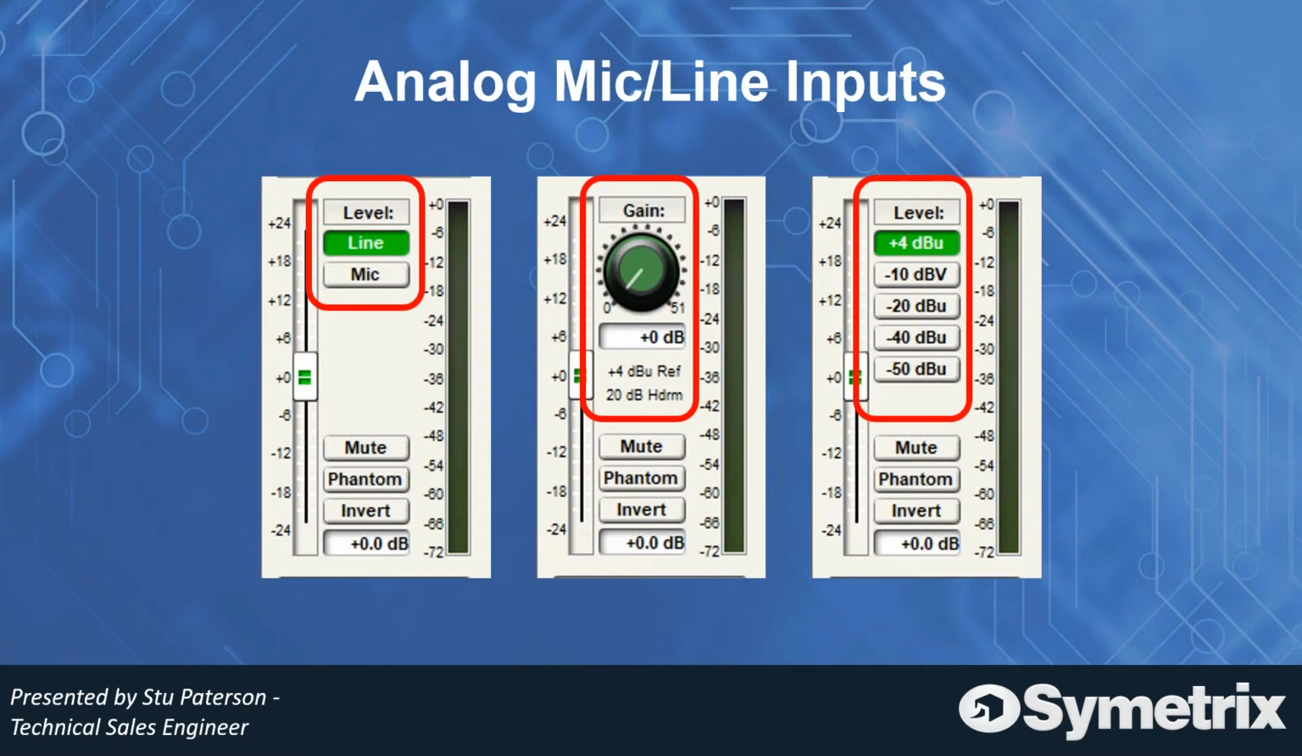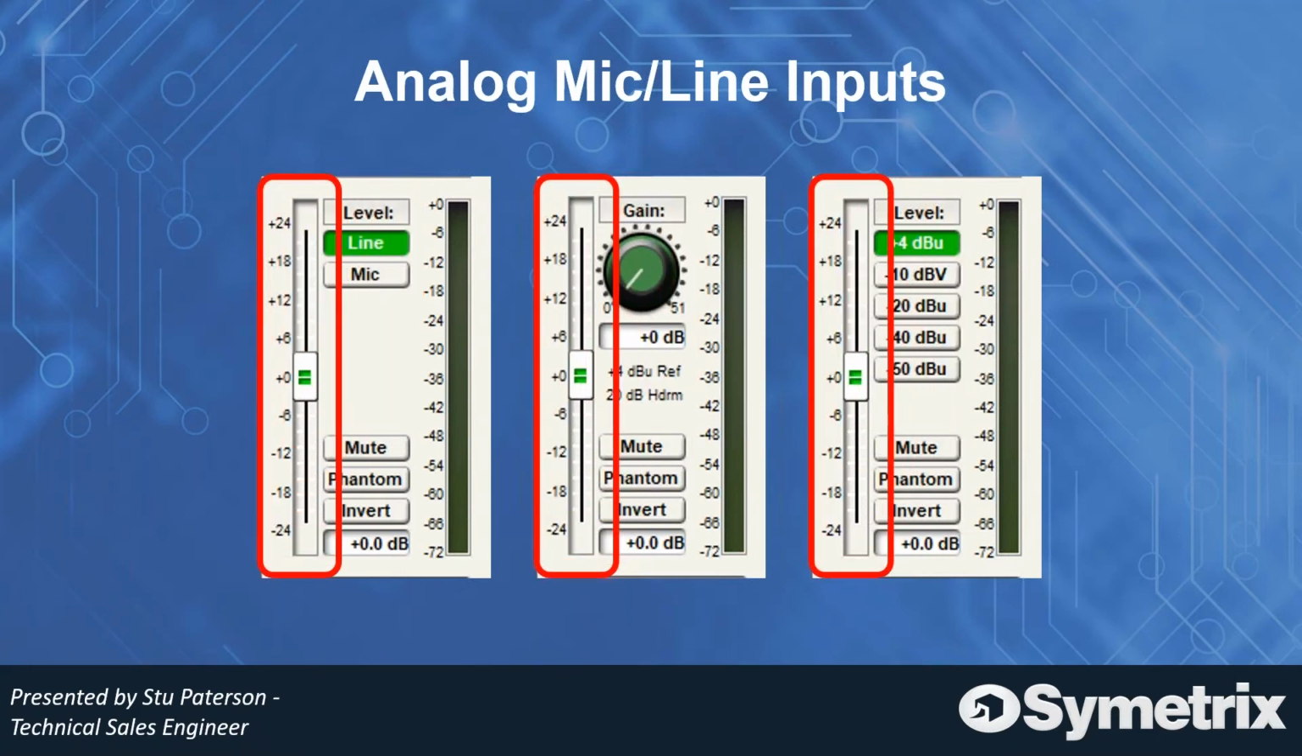Again, in contrast, now we have our Prism, which gives you a little bit more control than, say, the Solus, which only gave you 2 choices, line and mic. This one, we're setting it to our expected signal level. So if we're expecting +4 dBu or line level from a professional console, we can set it there. If it's consumer grade, we can set it to negative 10 dBV, or if it's various mics with various gain requirements, we can set it from negative 20, negative 40, or negative 50. Again, these are all analog.